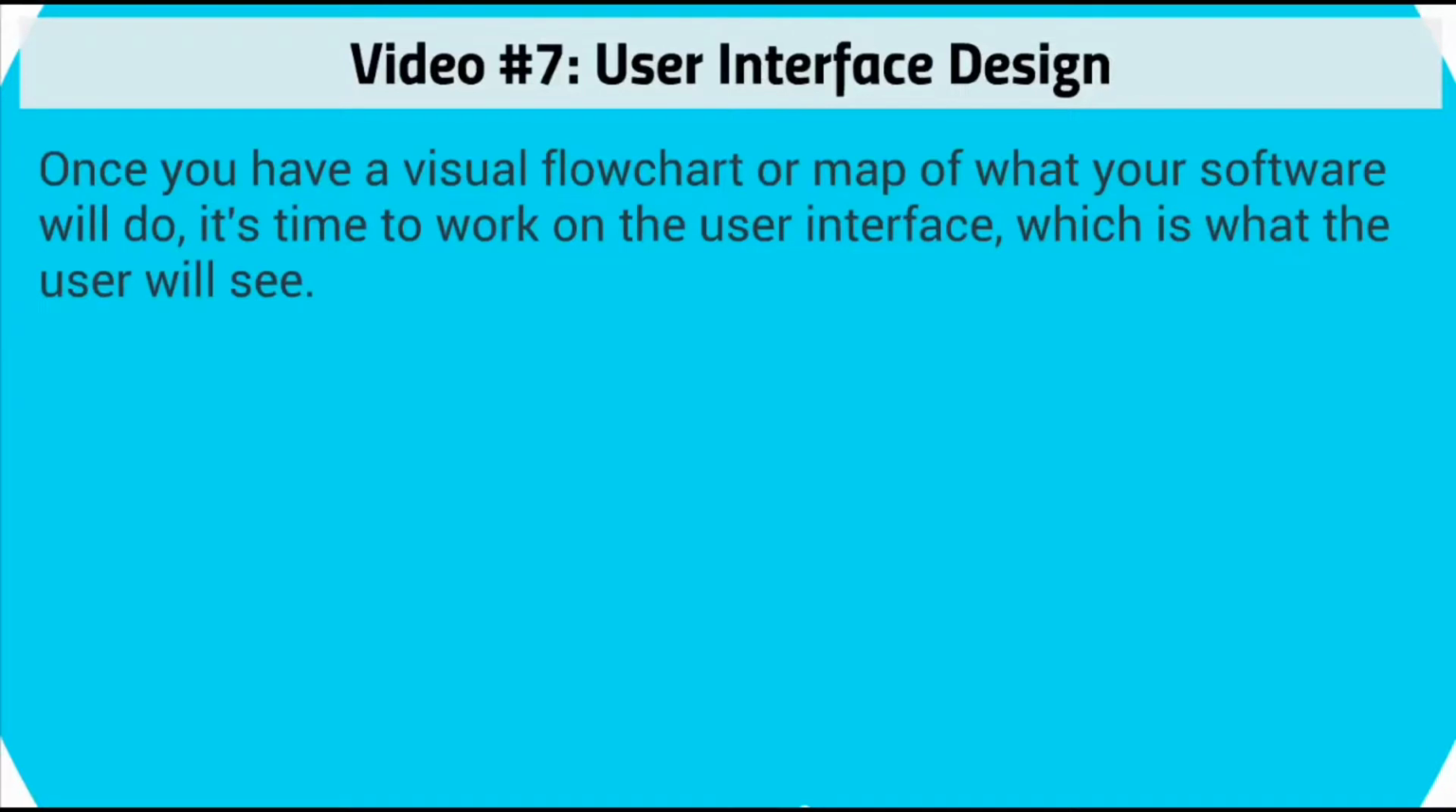So once you have a visual flow chart or map of what your software will do, it's time to work on the user interface, which is what the user is going to see. So the flow chart really was for you to understand and for the programmer to understand, but the user interface is also for the programmer, so that you have an idea of how things are going to be laid out and all of that.